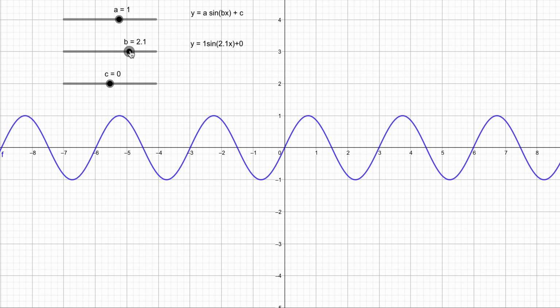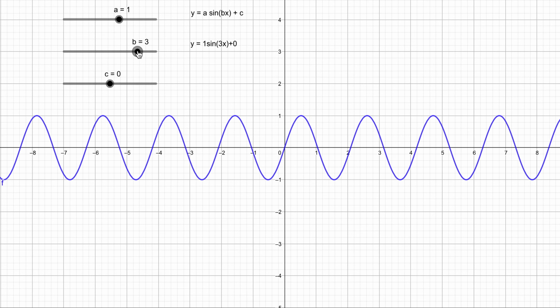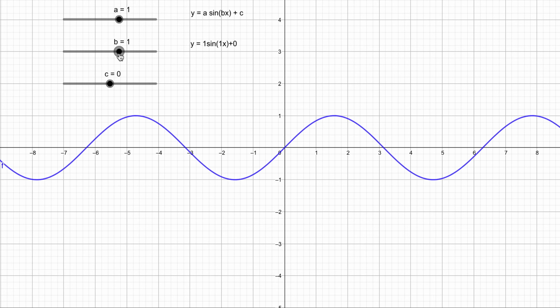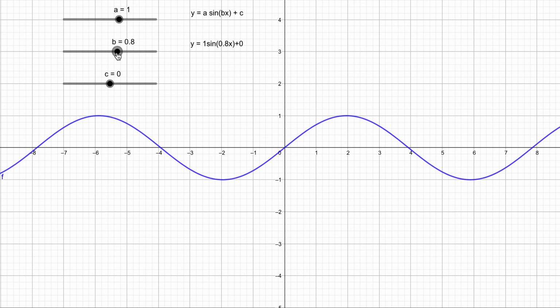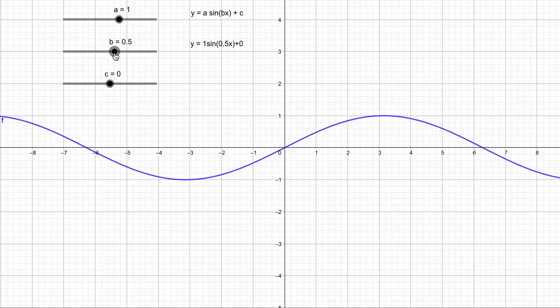If we move it to 3, we've now got 1, 2, 3. And if we reduce that, we can make it really long and thin.